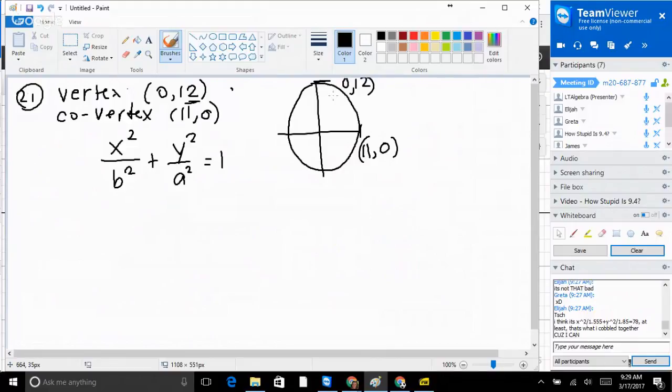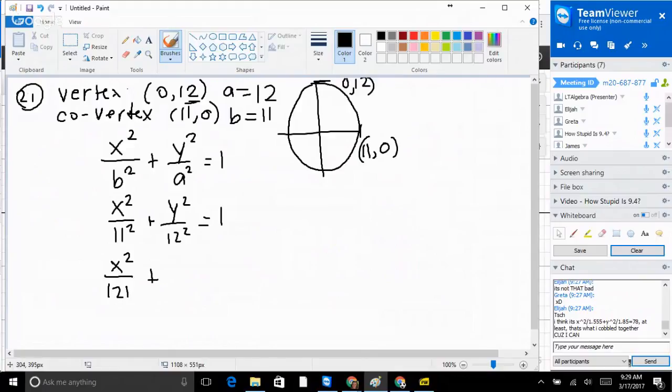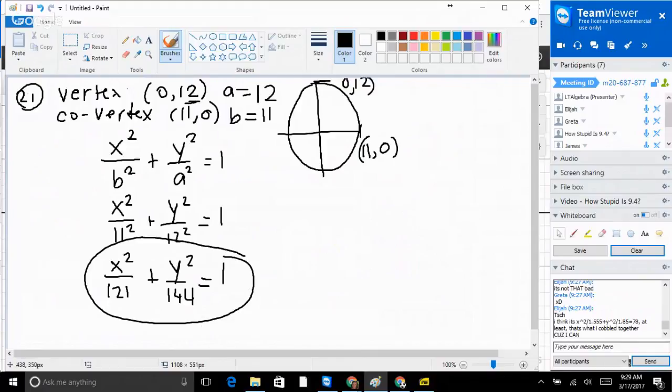So that means that a is 12 and b is 11. So then we just plug it in. So we've got x squared over 11 squared plus y squared over 12 squared equals 1. If you do some simplifying, you get x squared over 121 plus y squared over 144 equals 1. So this would be our equation of our ellipse.